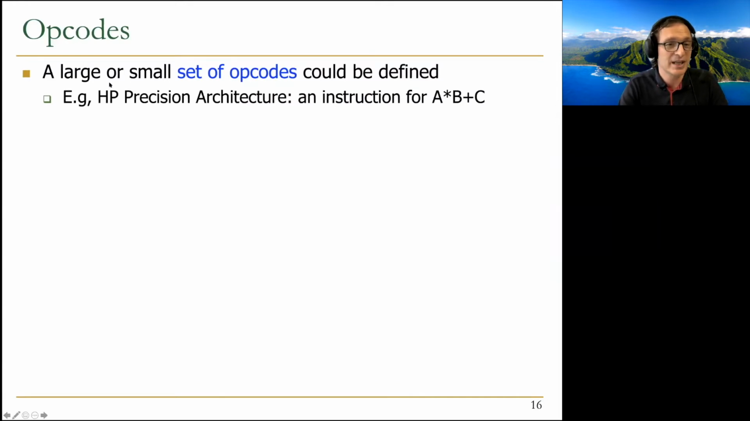For example, an old architecture, HP precision architecture, which is not used as much today, had an instruction that would do this: multiply and accumulate. This was not common in many instruction sets at the time, but these folks said, oh, multiply and accumulate is very good for matrix multiplication.